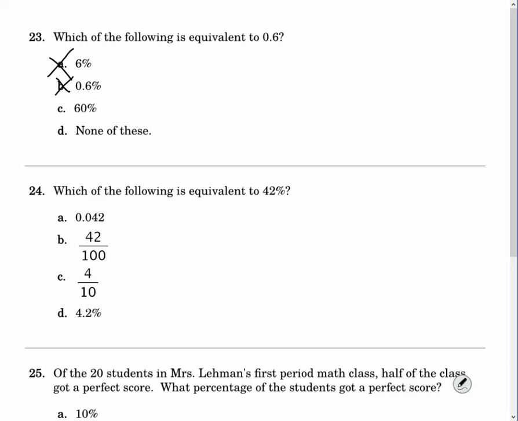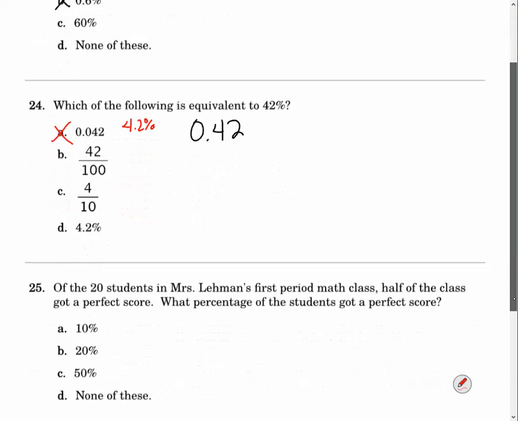Which of the following is equivalent to 42%? Well, again, if you take 42 hundredths, that's going to transfer to 42%. Choice A is 42 thousandths. That's not going to work because that would be 4.2%. That's not what we want. Right, 42 over 100, that looks like what we need. This is 4/10, so that would be 0.4. And 4.2% is not the same as 42%, totally different. So I'm going to let you answer that one from there, but there you go.